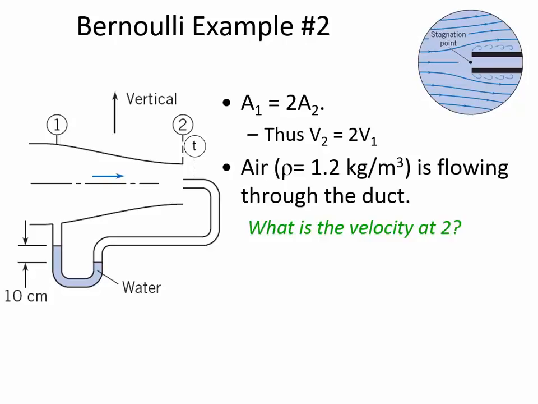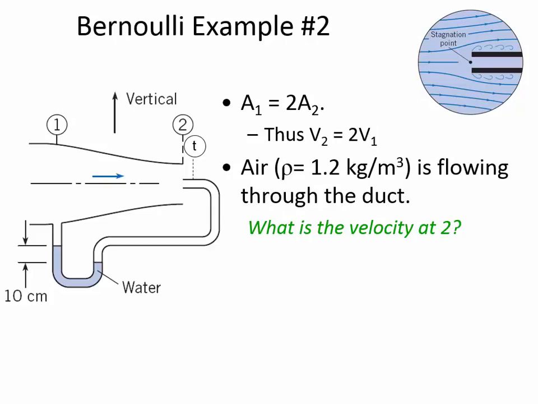Now here's some information about this device. The cross-sectional area at 1 is double the cross-sectional area at 2. And so we don't actually know what the diameter or the area is, but knowing that it's double allows us to say something about the relative velocities. It allows us to say that the velocity at 2 is twice the velocity of the gas at location 1. Okay, so we have that relationship known from the cross-sectional area relationship.